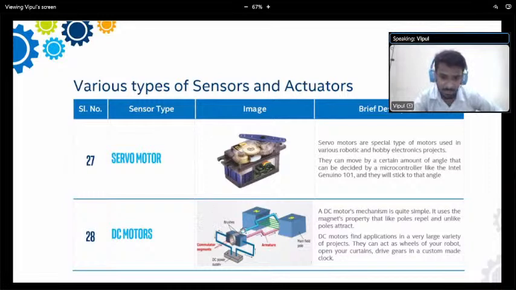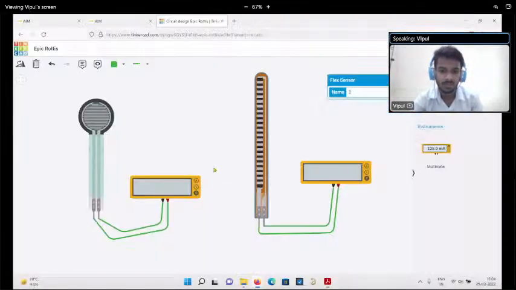Similarly, there are DC motors. You are aware of the DC motors, which use the electromagnetic phenomenon. You can use DC motors in most of the applications, wherever you want to provide some actuator kind of thing. So these are some different sets of sensors that we have seen.